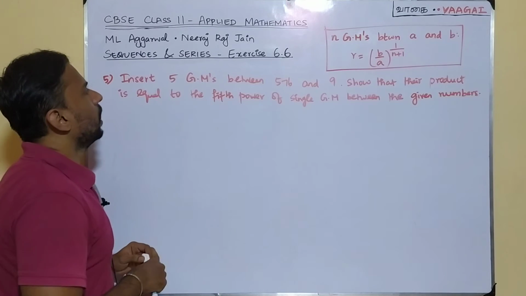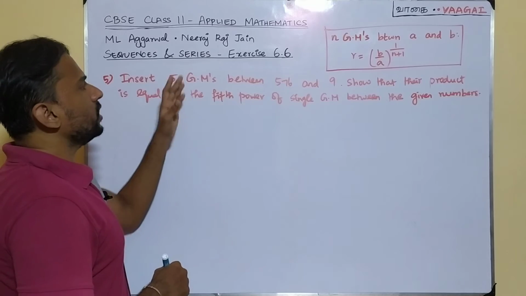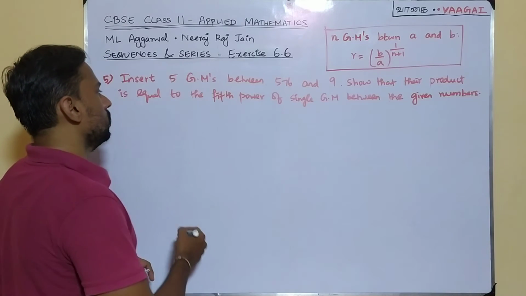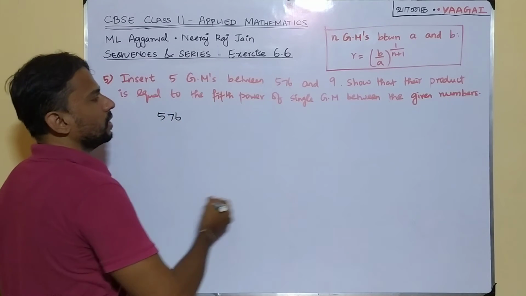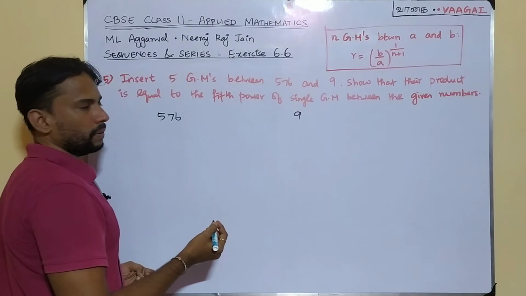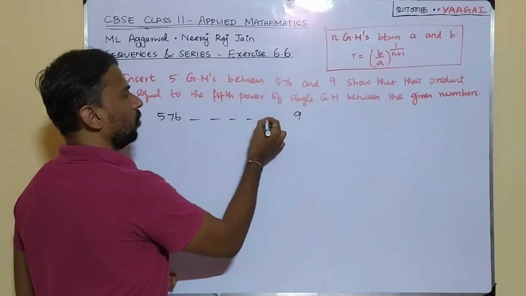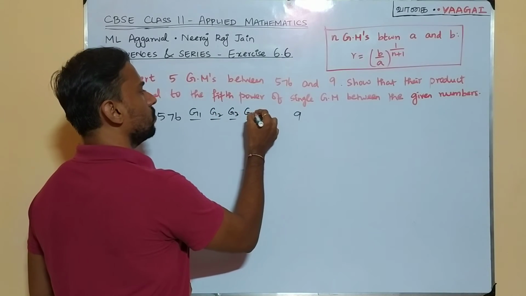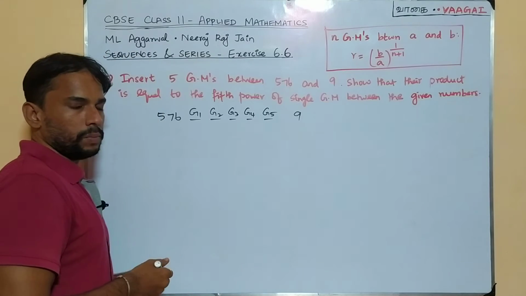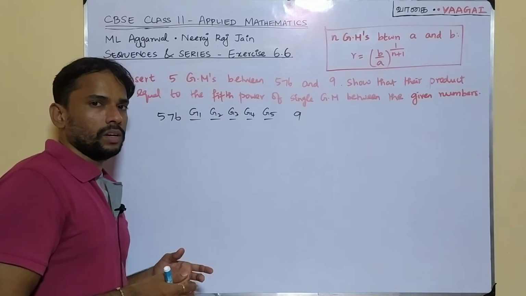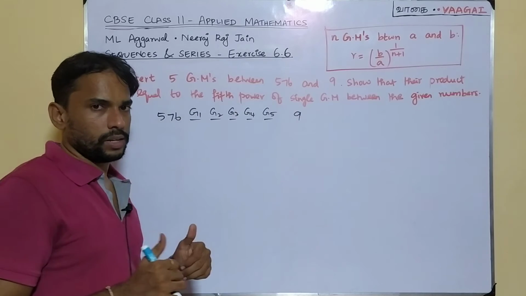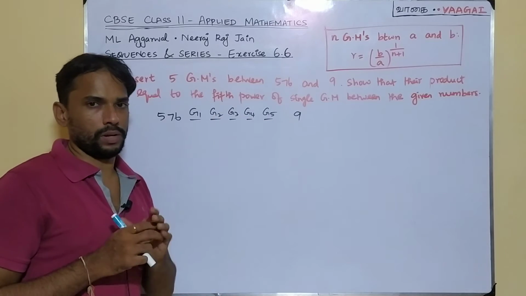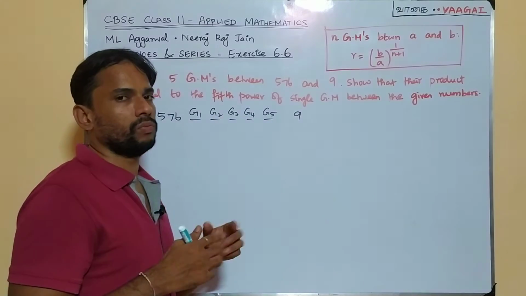So coming here, we have the question: insert 5 geometric means between which two numbers? 576 and 9. Let us note those numbers. 576 and 9, between them we have to insert 5 geometric means. So we will put like this, 1, 2, 3, 4, 5. Let us take those values to be G1, G2, G3, G4 and G5. So these values are going to be the 5 geometric means between 576 and 9. So first of all, let us try to find the values of these 5 geometric means, for which we have to take the help of which formula?